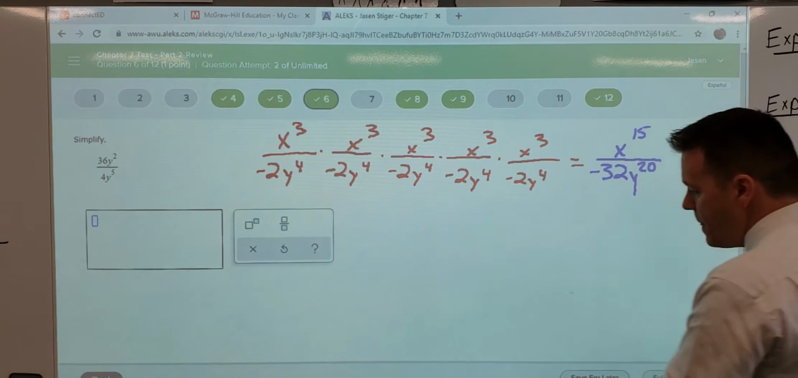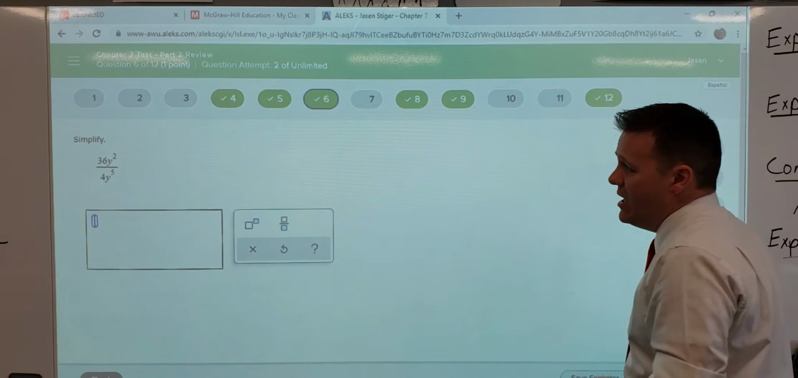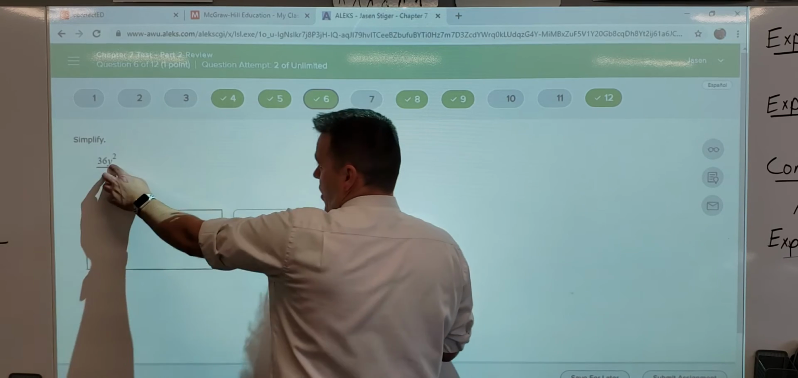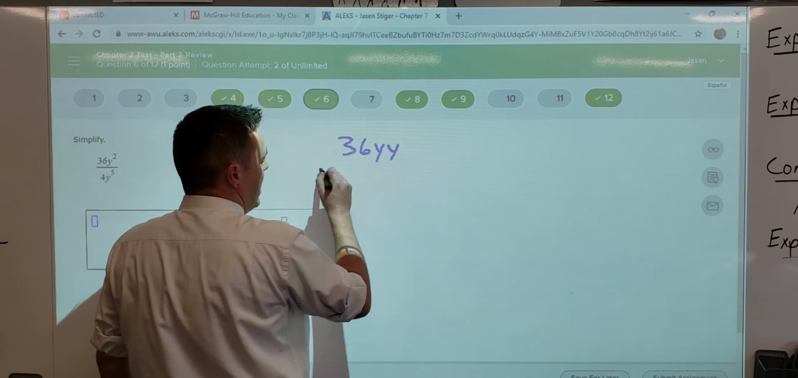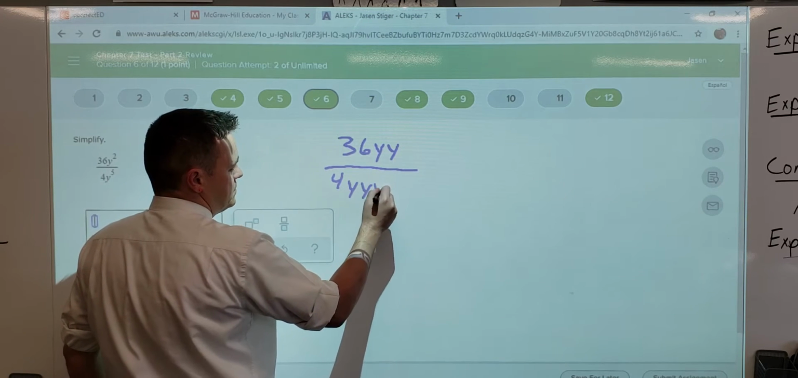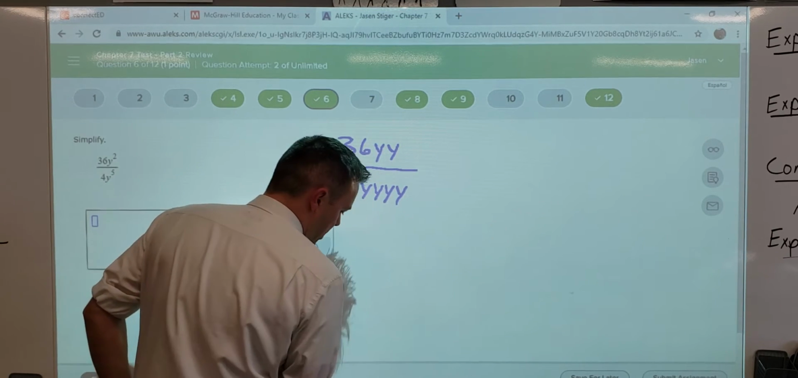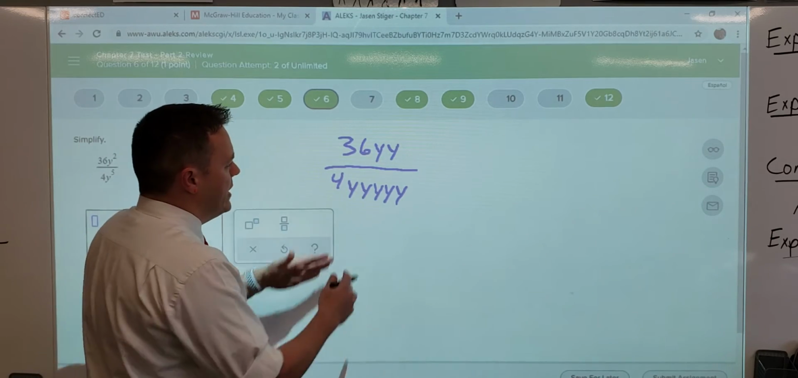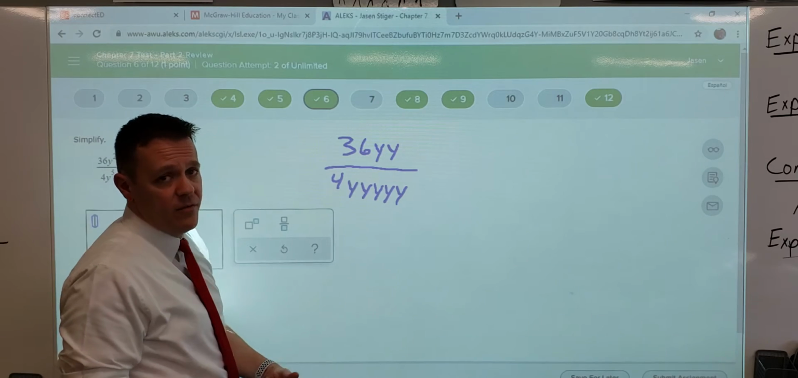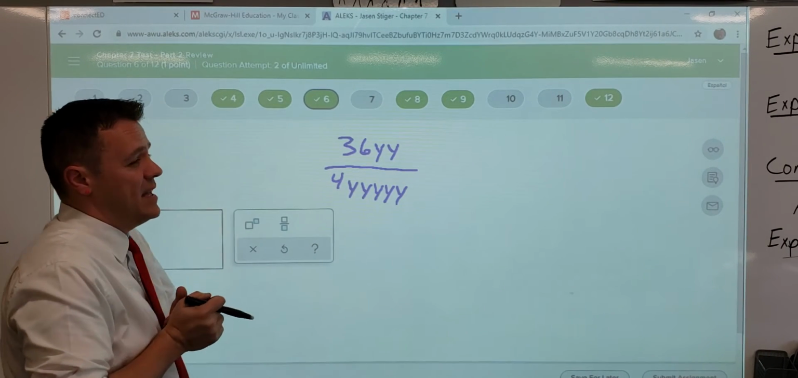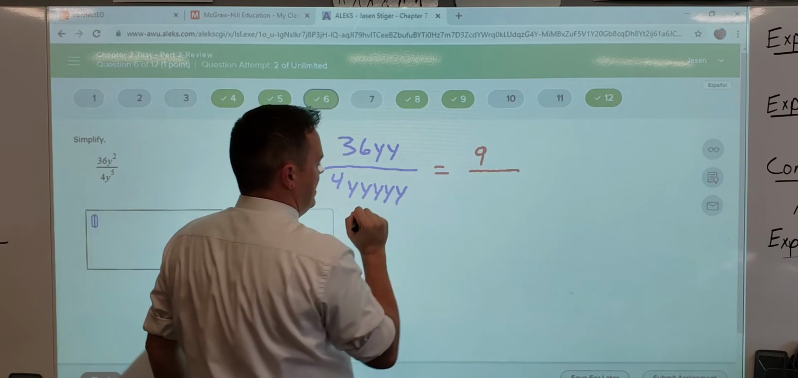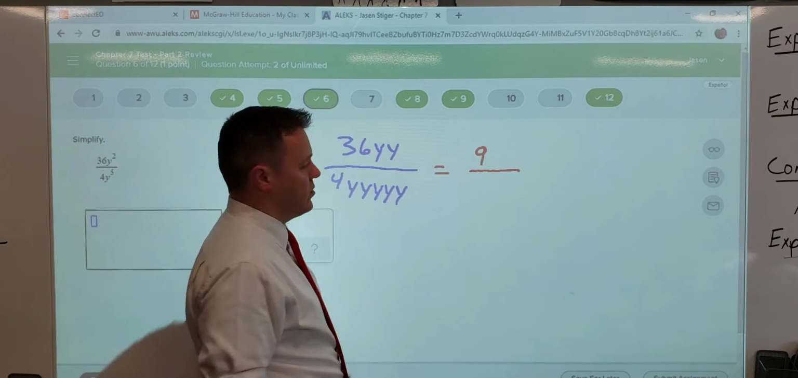Number 6, the same simplification. Now, this one's easy, so I'm going to do another one. So this is 36, and then it's y squared, so it's y and y on top, and then it's 4 with 5 y's on the bottom. All right, with this problem, we've discussed this before. You can simplify, so let's focus on the numbers. 36 divided by 4, can you simplify that out? On top, it would be 9. It'd be over 1, but we don't write the 1.